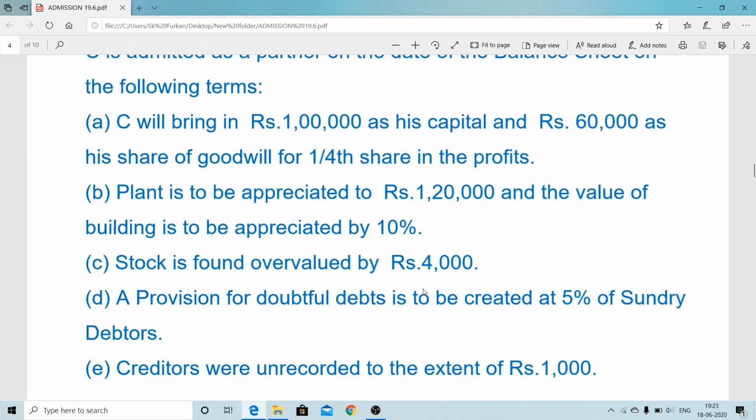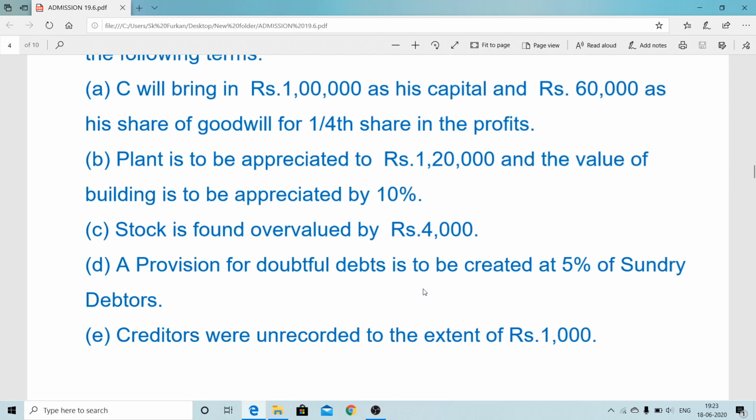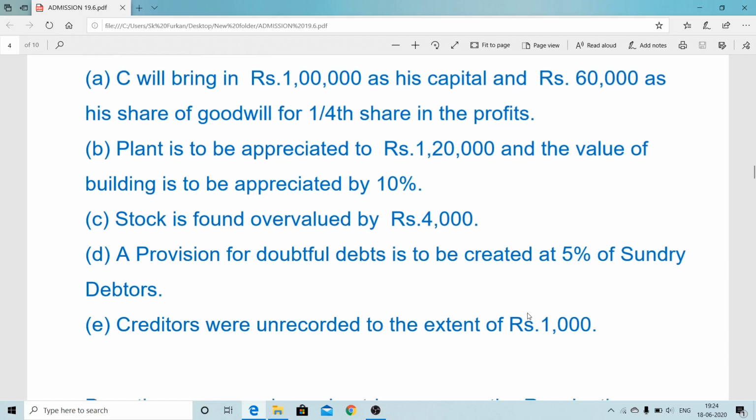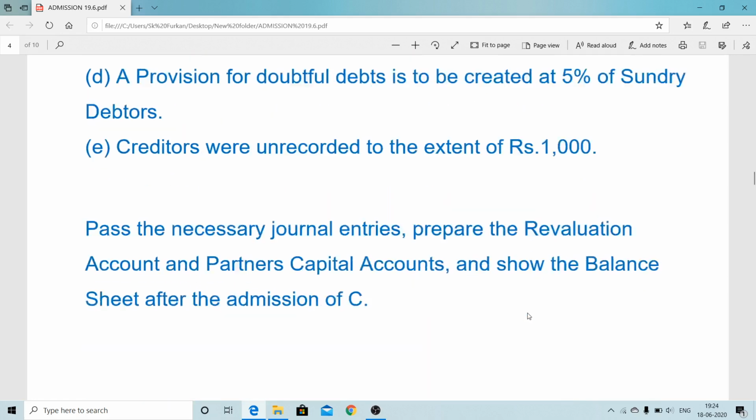Exactly the same way, debtors are not good, 5% of all the debtors are doubtful, so a provision is required. So 5% provision, debtors amount into 5%, that will be the provision for doubtful debts. Exactly one liability, that is creditors were unrecorded to the extent of ₹1,000. So how much creditors were shown? 58,000 shown. That was not correct. It would be 1,000 more, meaning ultimately liability increases. So when liability increases, revaluation account debit to liability, means to creditors. Like that way we can pass the journal entry. Let's see the journal entries.